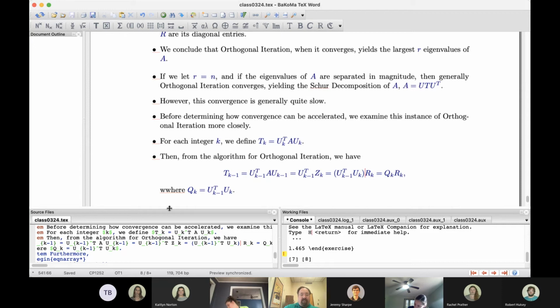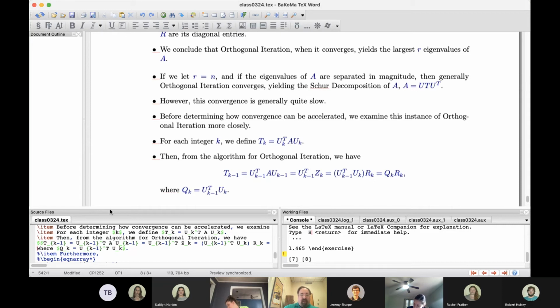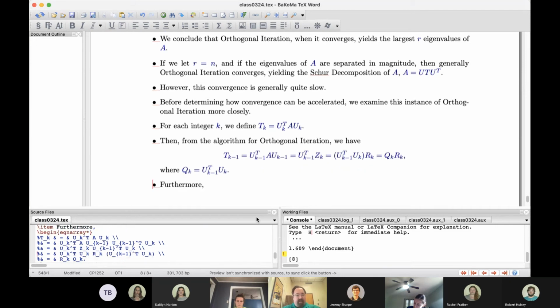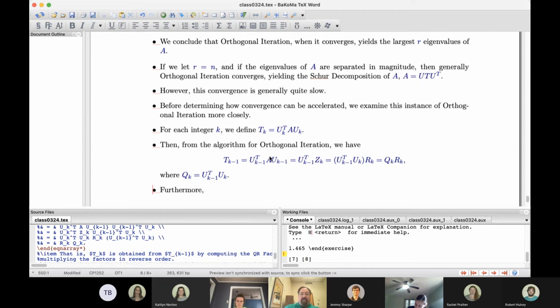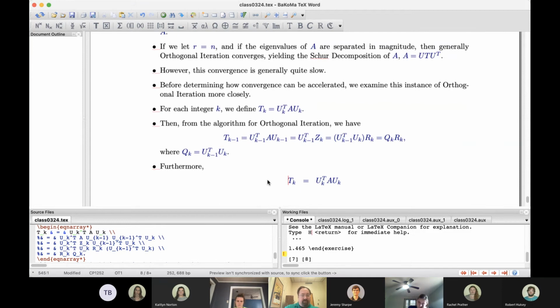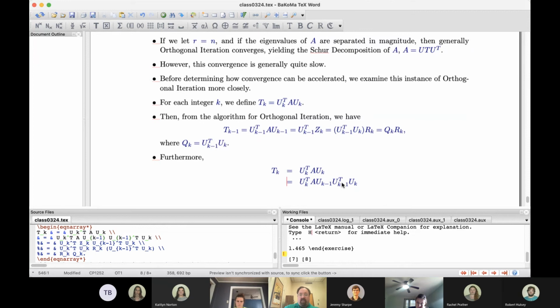So what we have here is actually a QR factorization of T_{k-1}, because this is orthogonal and this is upper triangular. But now, that's T_{k-1}. Now I'm going to examine T_k in a similar fashion. T_k is defined this way. Now I'm going to introduce U_{k-1} transpose because this is identity, because U_{k-1} is an orthogonal matrix.